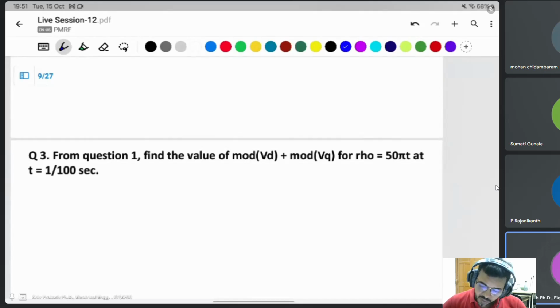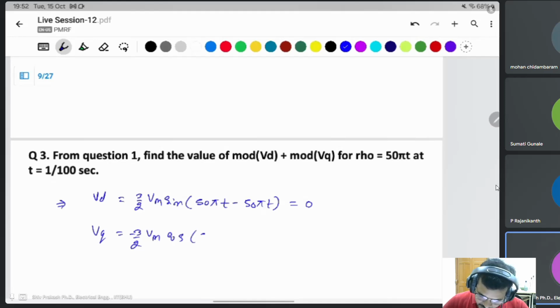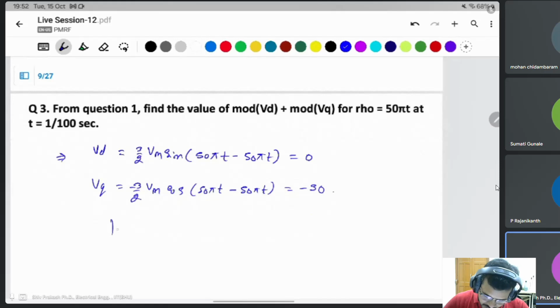Next one, same thing. If rho is 50 pi t, then what happens? Vd and Vq. Vd is 3 by 2 Vm sin of (omega t minus rho), which is 50 pi t minus 50 pi t, so this will be 0. Next, Vq is minus 3 by 2 Vm cos of (50 pi t minus 50 pi t), same thing, this will be 0, cos 0 is 1, so it will be minus 30. Then mod of Vd plus mod of Vq will be 30.